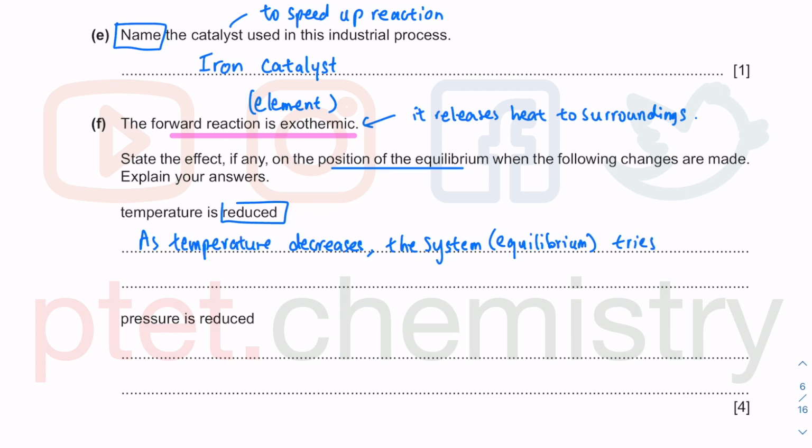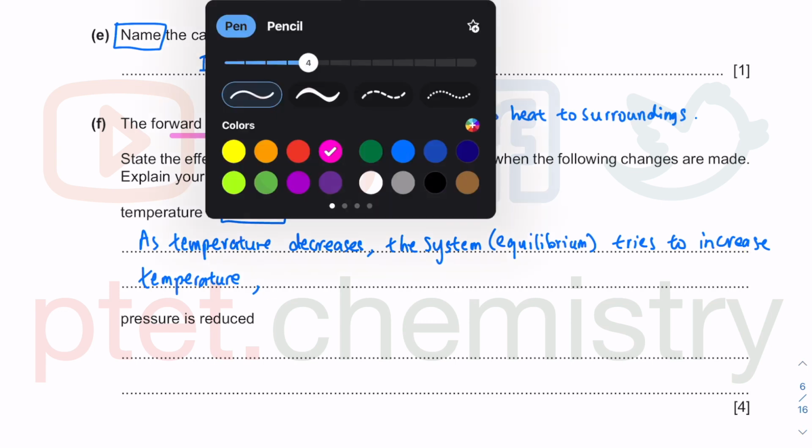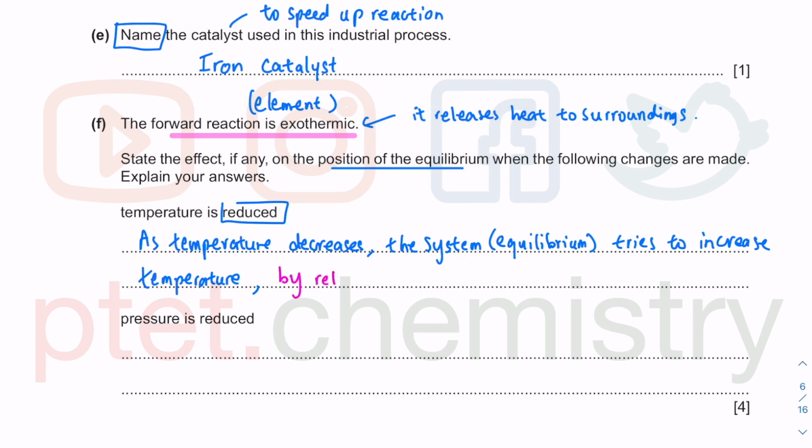It will try to go opposite the change. It will try to increase temperature. But looking at your forward reaction is exothermic, you only know how to release heat. You want to make the outside hotter. You want to increase the temperature of the surroundings. So what do we do? We can release, but are we going to release more heat or less heat?